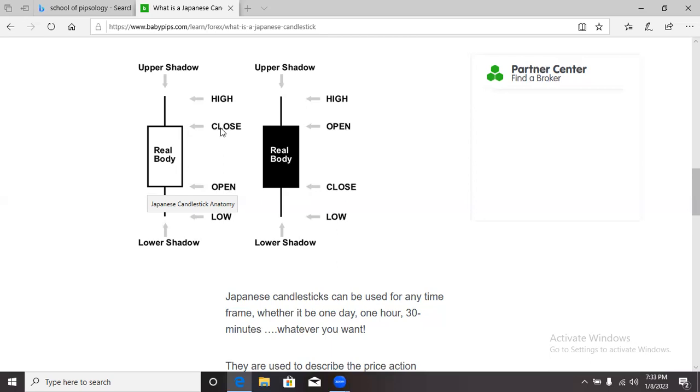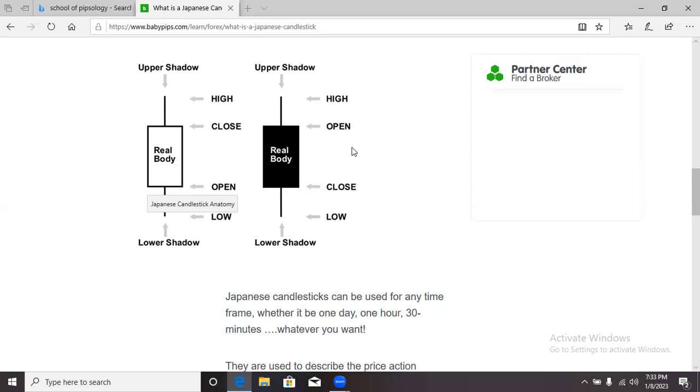So whenever you see a fully formed bullish candlestick, you should know that this candlestick opened at the bottom and closes at the top. And if you see a fully grown bearish candlestick, you should know that this candle opened at the top and closes at the bottom.